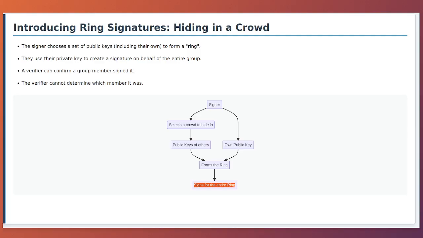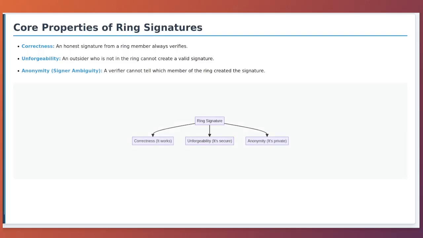This provides a powerful form of plausible deniability for the signer. Core properties of ring signatures. For a ring signature scheme to be effective, it must satisfy three core cryptographic properties.